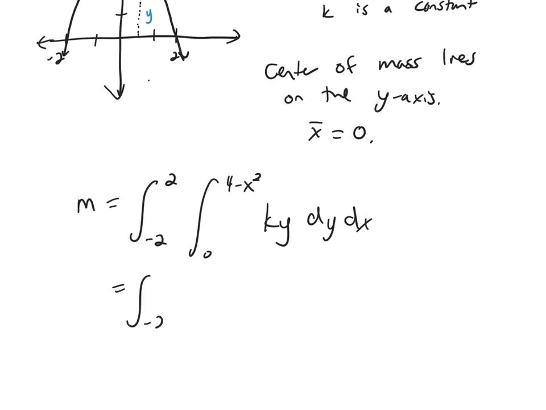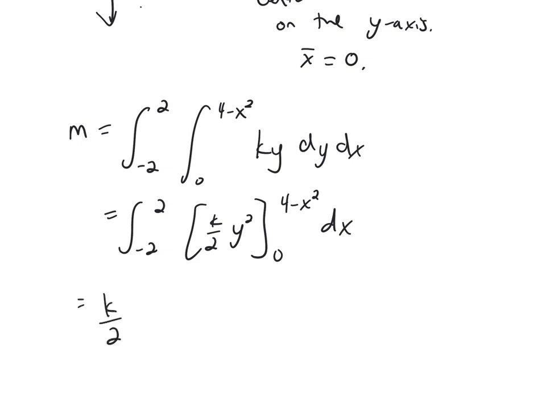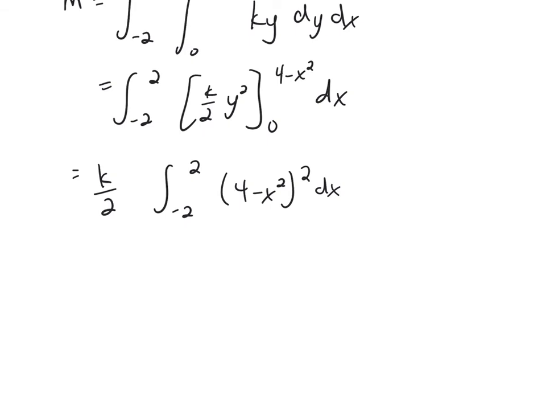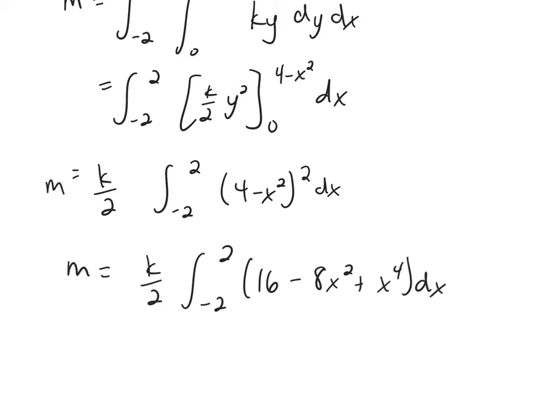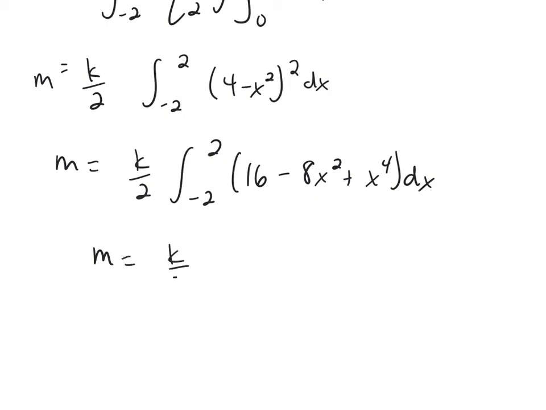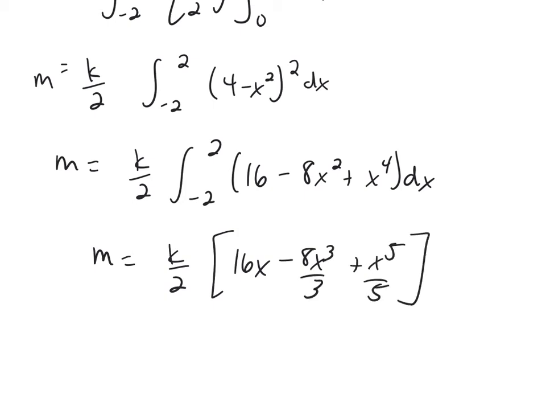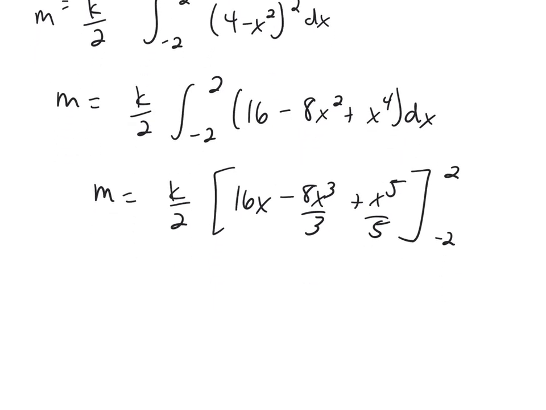So here we get the integral from -2 to 2, and this will be k over 2 y squared. I can pull out the k over 2 because that's a constant. Then (4 minus x squared) squared, so you're going to need to FOIL that out. So m is k over 2 times the integral from -2 to 2 of 16 minus 8x squared plus x to the 4th. Then integrate that: m equals k over 2 times (16x minus 8x cubed over 3 plus x to the 5th over 5) from -2 to 2. If you plug in your two bounds, you're going to get for m 256 over 15 k.